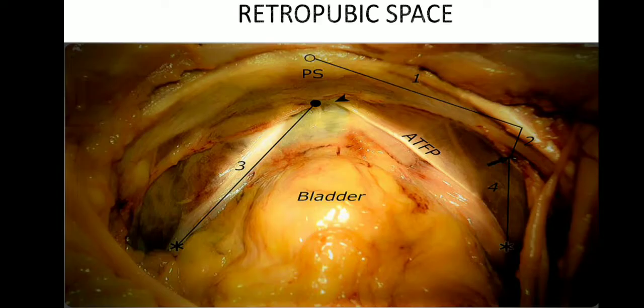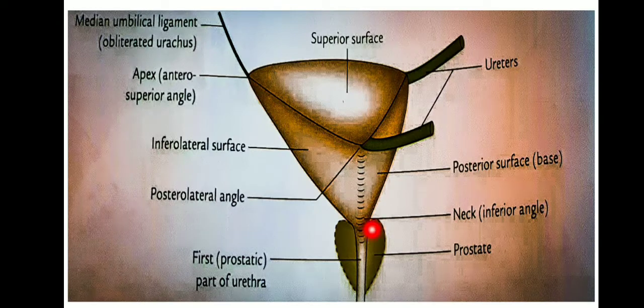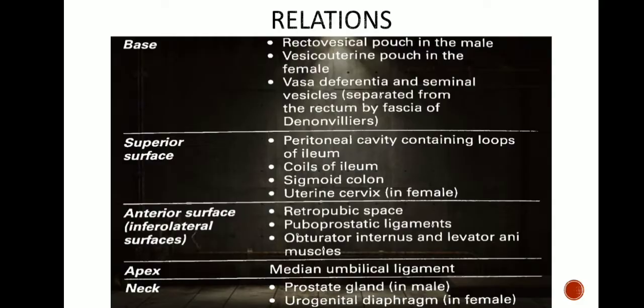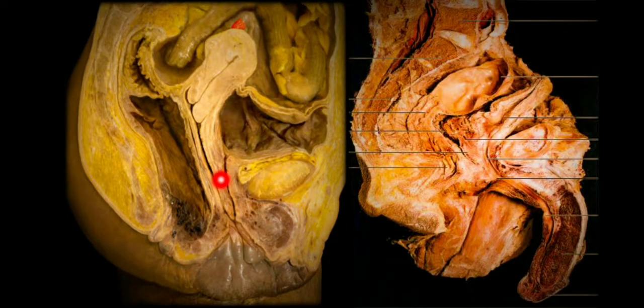Now moving on to the neck part of the urinary bladder. Here lies the neck of the urinary bladder. It is at the junction of the inferolateral and the posterior surfaces of the bladder where they meet up, and it is pierced by the urethra. In male subjects, it lies above the prostate, and its smooth muscles are continuous with the prostate gland. As you could see, it is continuous with the prostate gland. This is a male subject. Whereas in females, it is related to the urogenital diaphragm.